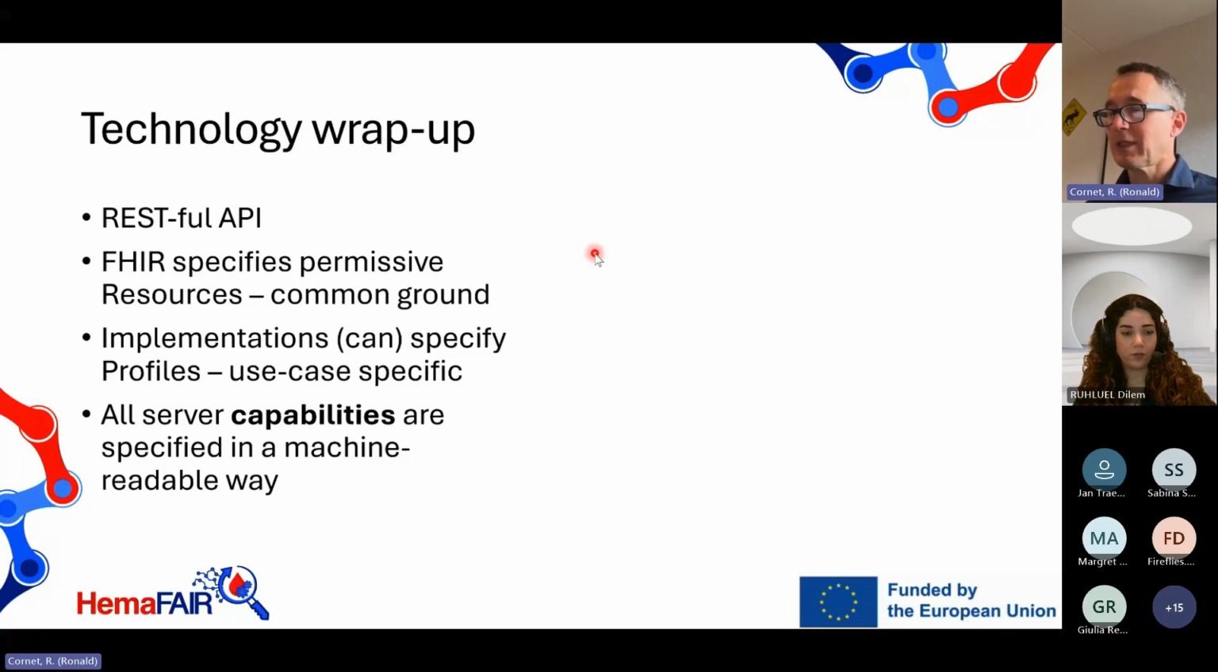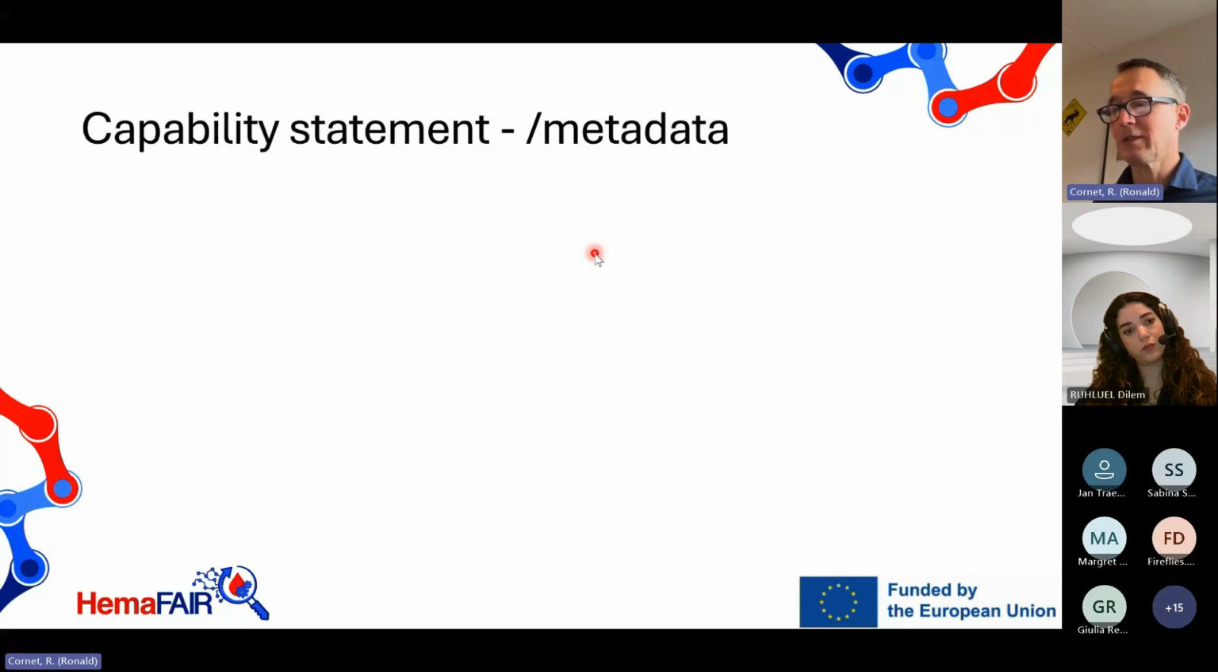And it is important that all the capabilities of services are also made available and specified in a machine readable way. And I'd like to show that because we saw, well, everything we get is JSON. If we ask for a patient, it's JSON.